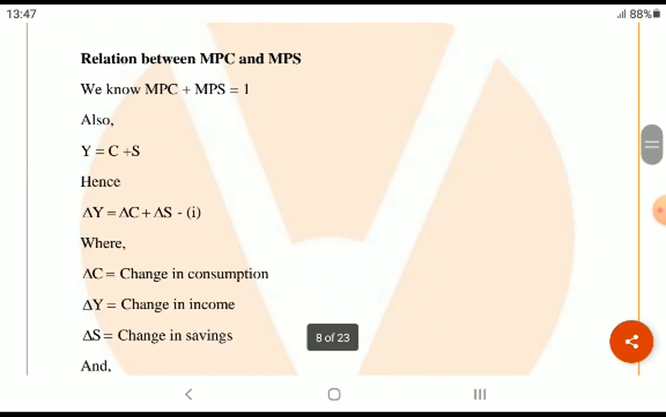Now, the relationship between MPC and MPS is, we know that MPC plus MPS is equal to 1. Also, Y is equal to C plus S. Hence, ΔY is equal to ΔC plus ΔS, which is equation 1.